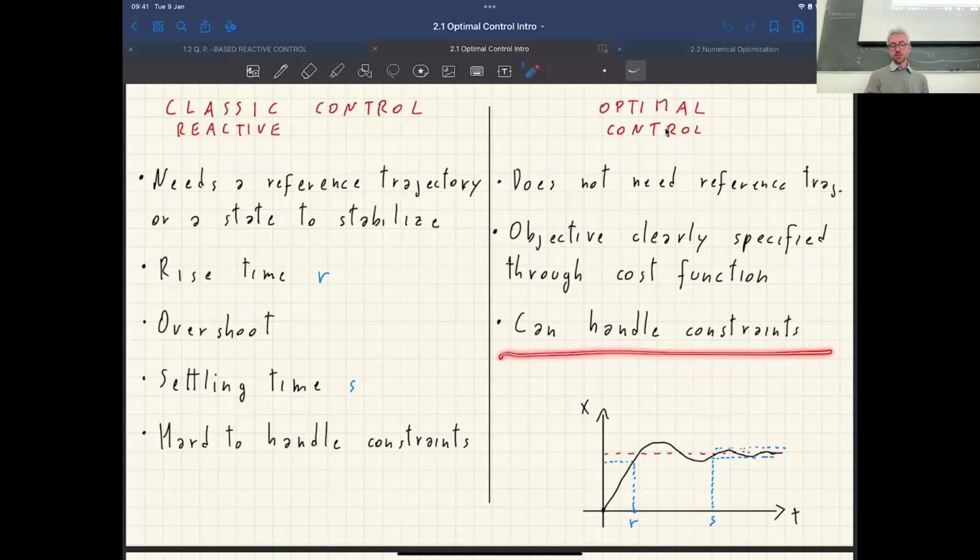And I think the most important aspect of optimal control is that it can handle constraints. Any kind of constraints that are functions of state and control can be handled. So all the constraints that you can handle inside QP-based reactive control, you can also handle in optimal control, but you can also handle more advanced constraints, such as joint position limits or collision avoidance. I think those two are the most important ones for robotics.